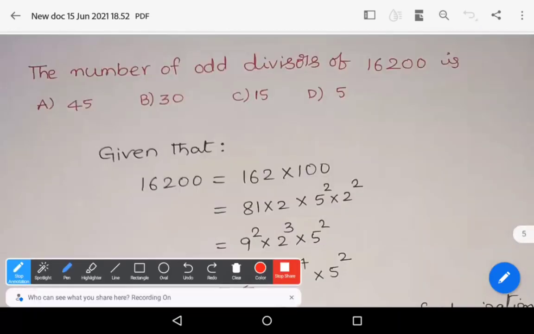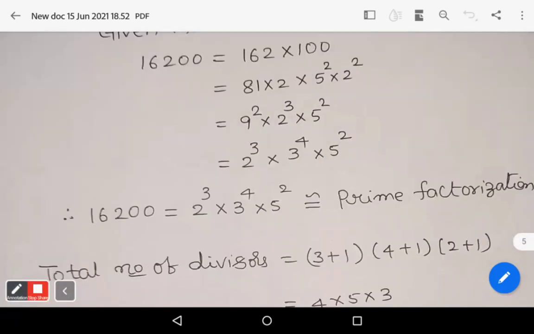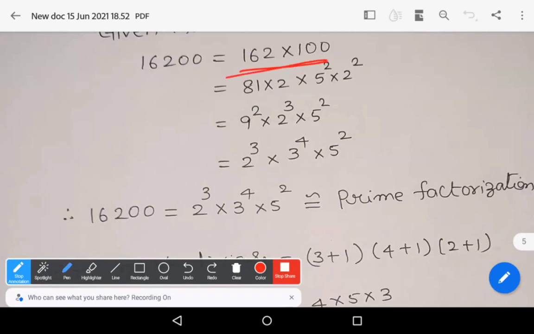The next one, find the number of odd divisors of 16,200. You have to observe that it is not the total number of divisors, you have to find the number of odd divisors. So let us factorize 16,200. 16,200 can be factorized like this: 162 into 100. 162 can be written as 81 into 2. 100 can be written as 5 square into 2 square. Again, 81 can be written as 3 power 4. 2 into 2 square, 2 cube. And finally, we get 2 cube, 3 power 4, 5 square.